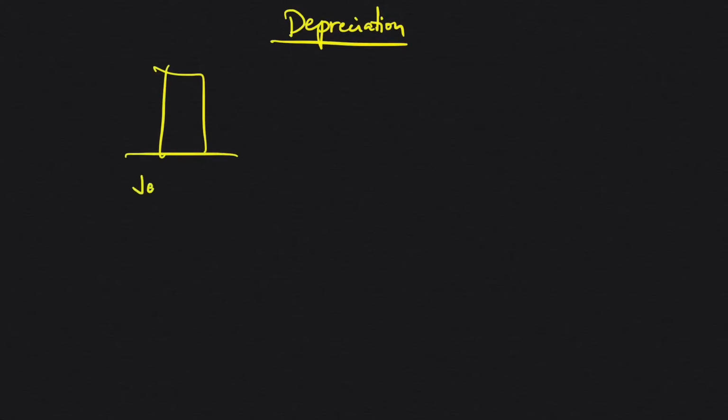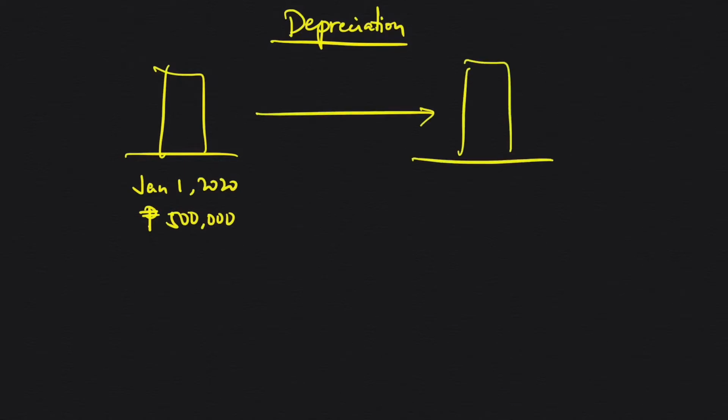Hello. In this video, I'm going to talk about one of the types of adjusting entry, specifically depreciation. So what is depreciation? Say you have a building on January 1, 2020 with a cost of 500,000. What do you think would be its value after a year, or on December 31, 2020?